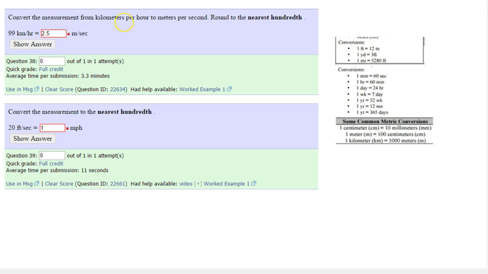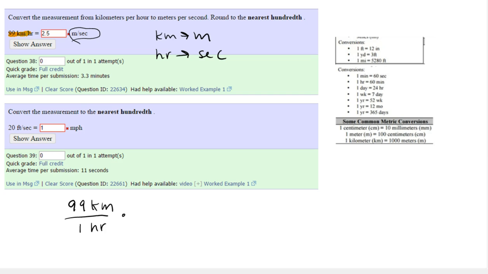Convert the measurement from kilometers per hour to meters per second, round to the nearest hundredth. So we have 99 kilometers per hour. So let's write this as 99 kilometers per, and we'll put it over 1 hour. So we need to change this to meters per second. So we need to change the kilometers to meters, and we need to change hours to seconds. And we're going to do this in one big long string of conversions and then just multiply at the end.